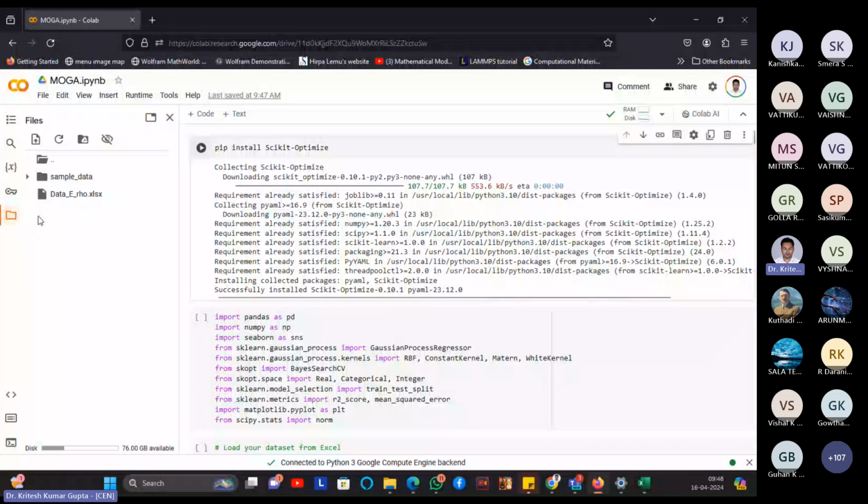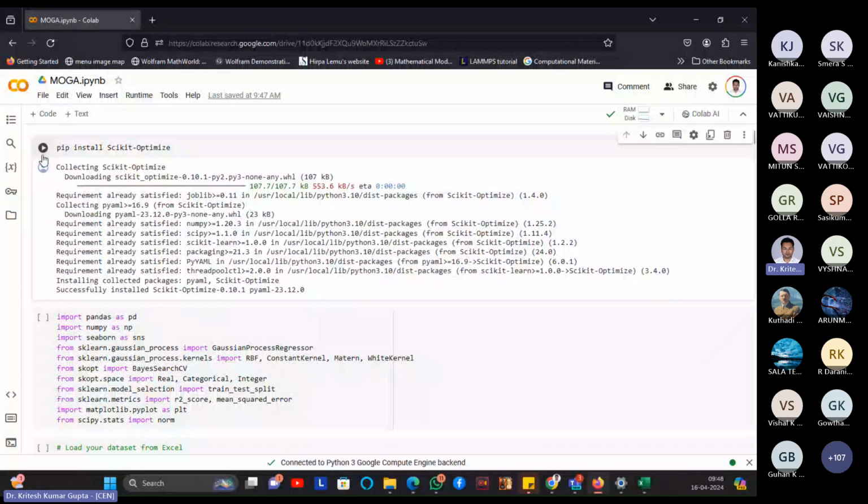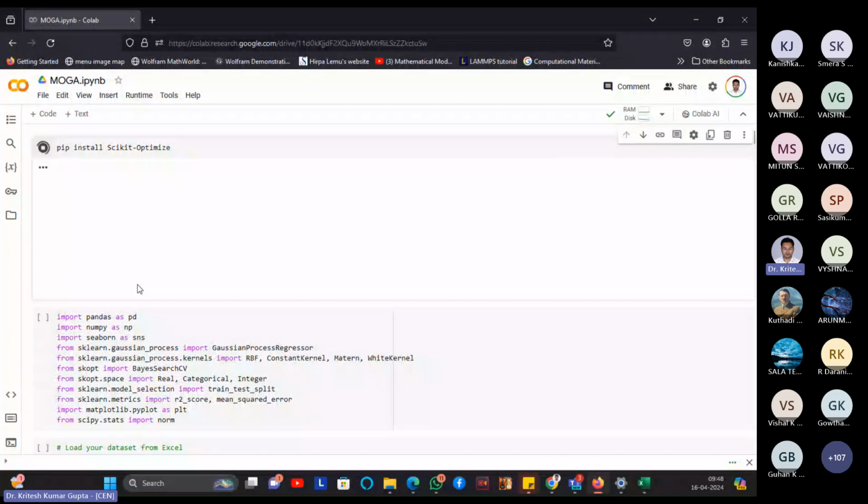Okay, so let's work this out. First step is the same. We are going to construct two different machine learning models here. Okay, so that is the crucial step. You should ensure that your machine learning model is working properly.